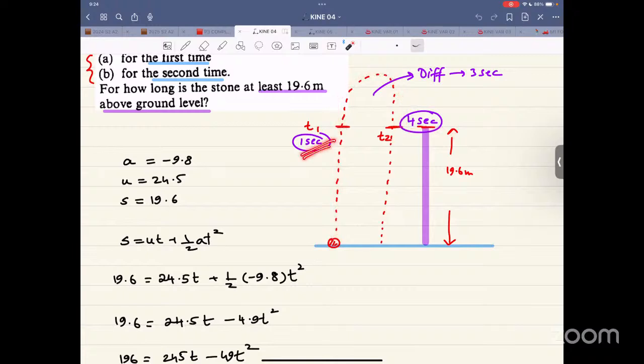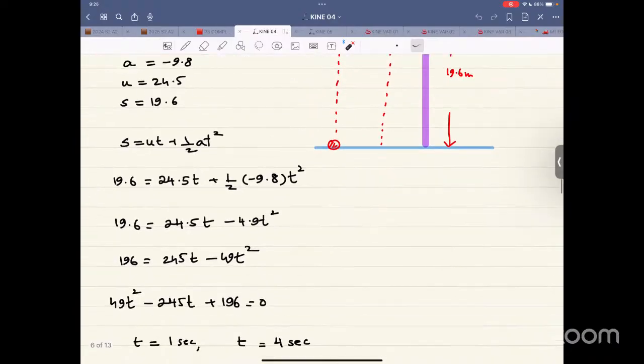So when you get two answers, that's 1 and 4. That means it was initially over here. At 1 second, it reaches this point, and then 2 seconds, 3 seconds, and then 4 seconds, it's back at the same level. So 1 and 4. And then what is happening over here? 4 minus 1 is 3. For 3 seconds, it was above this height. That is the basic idea.